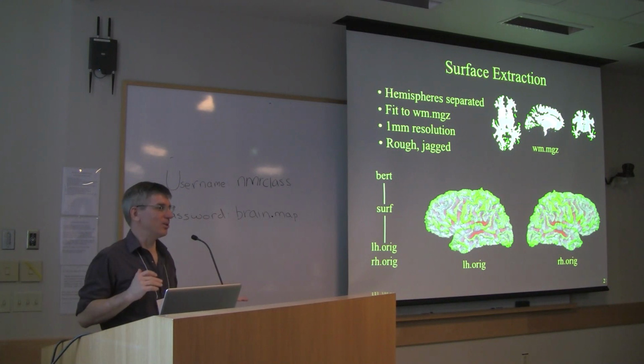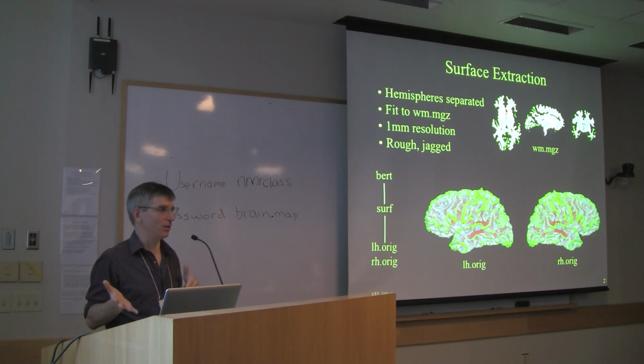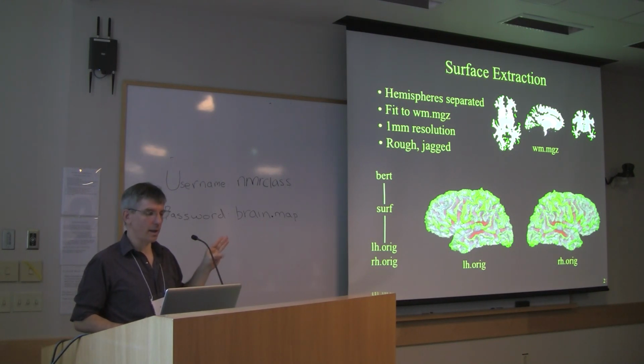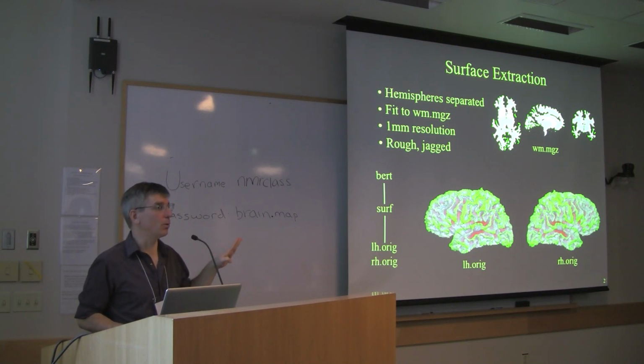So this is the transition from the volume-based stream to the surface-based stream. In the volume-based stream, we had intensity normalization to remove bias fields. We had skull stripping. We had subcortical labeling. And then we had this white matter segmentation. So those are the four steps for the volume-based processing. All of that is stored under the mri folder in your subject directory.